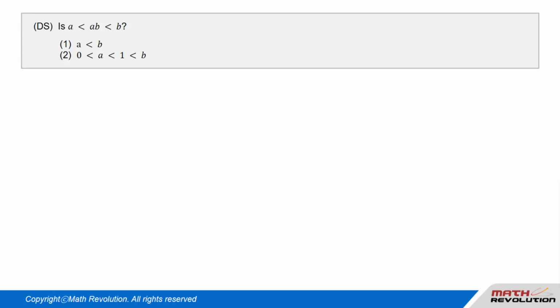Question DS. Is A smaller than A times B, which is smaller than B? Condition 1: A is smaller than B. Condition 2: 0 is smaller than A, which is smaller than 1, which is smaller than B.